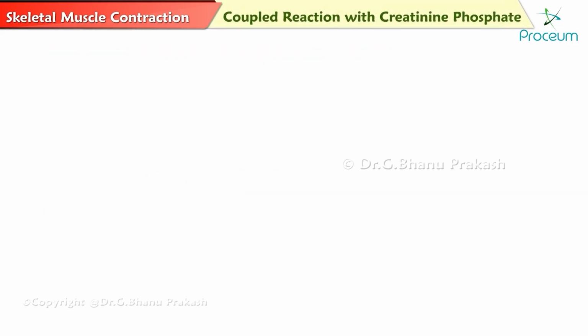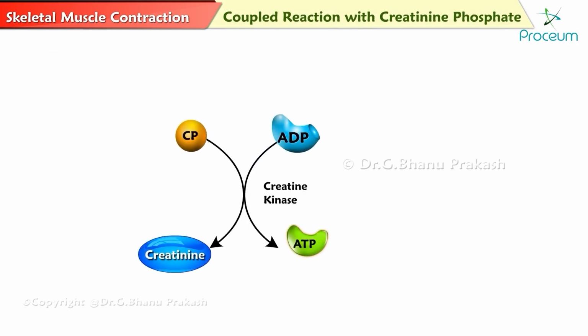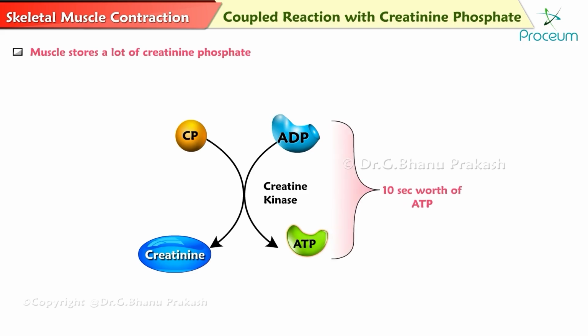Coupled reaction with creatinine phosphate. Creatinine phosphate plus ADP produces creatinine plus ATP. Muscle stores a lot of creatinine phosphate. This coupling reaction allows for about 10 seconds worth of ATP.